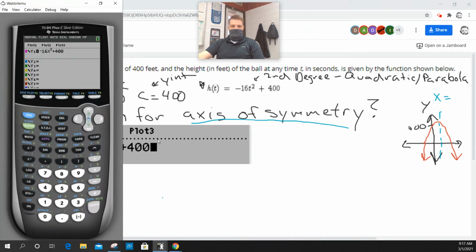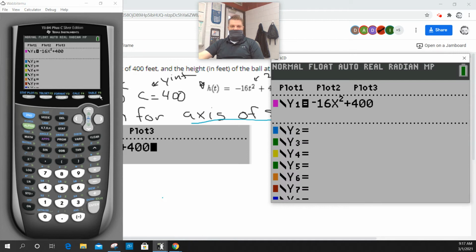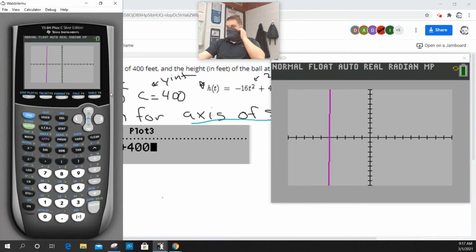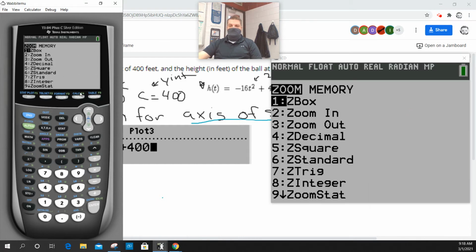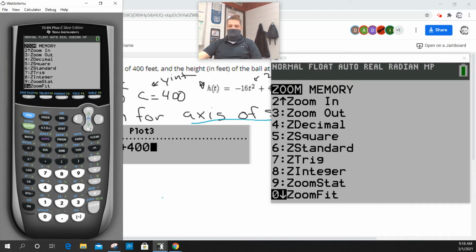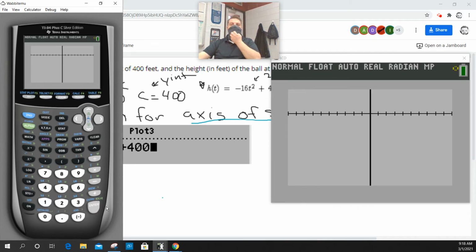So now what are we going to do? Hit the graph button, right? Uh-oh, SpaghettiOs, what's going on there? That doesn't look like a U shape. Looks like two straight lines. What do you think we need to do? Zoom out, right? I said that the y-intercept was at 400. This only goes to 10. So if you hit zoom, and we're going all the way down to 0, which is like the 10th option, zoom fit. Hit that. See if that helps. Yeah, that helped a lot.